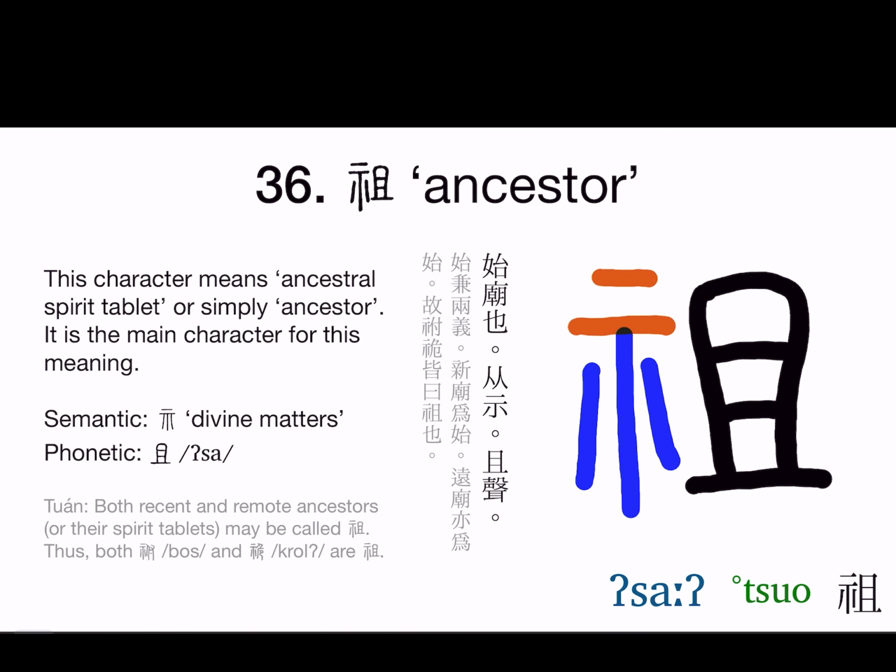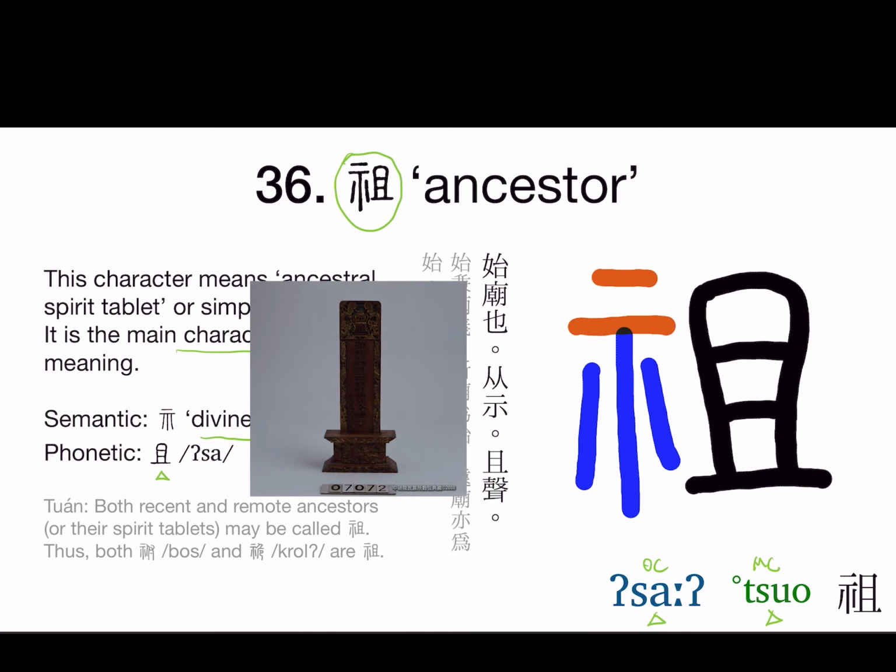This is the 36th character in the dictionary. It looks like this, and it simply means ancestor. Its Old Chinese pronunciation is sa, and its Middle Chinese pronunciation is zuo. This character means ancestral spirit tablet in general, or simply ancestor. This is the main character for this meaning in Old Chinese. It is again a phonosemantic character with the radical divine matters, and here this character is its phonetic component, which is pronounced sa. It actually looks like a spirit tablet.